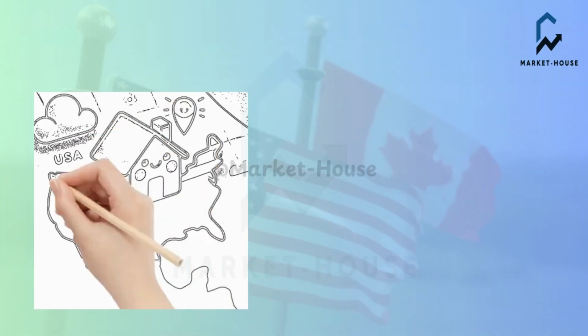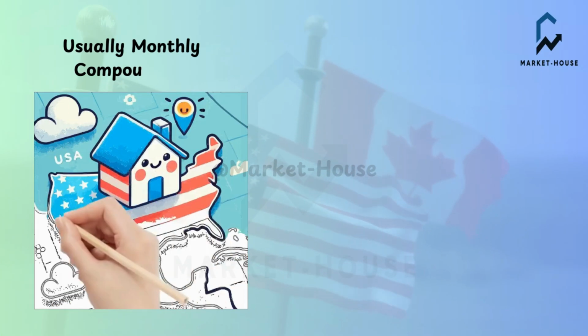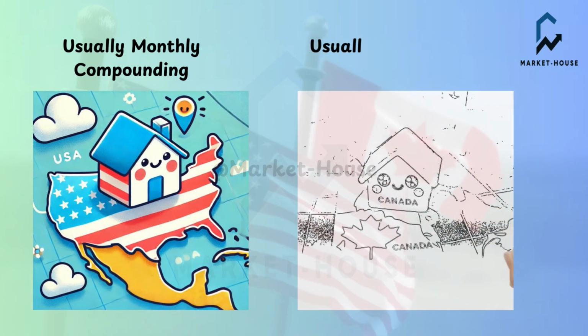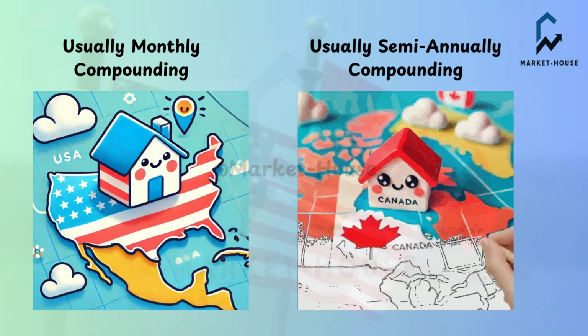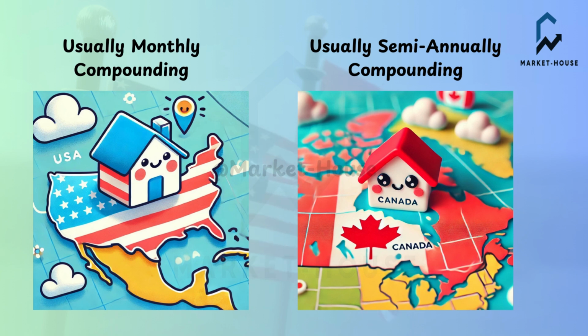Did you know that in the United States, mortgage interest is usually compounded monthly, while in Canada, it's typically compounded semi-annually? Have you ever wondered what that means and how it impacts your monthly mortgage payments? Let's break it down together.